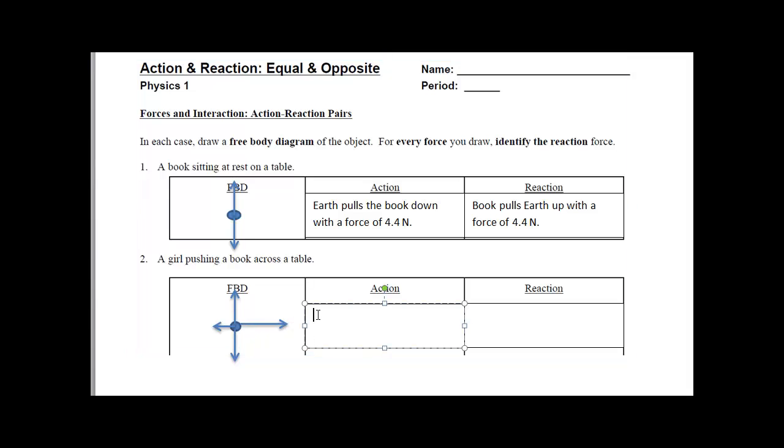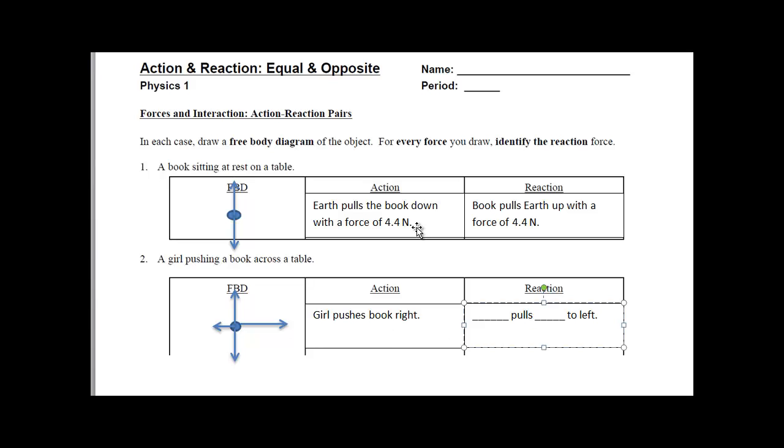Action-reaction pair. So what's the action here? It's: girl pushes book right. The reaction, I'll give you a hint. It's something pushes something to the left. And if you're thinking about it, it's probably not a push, but more of a pull. She pushes, it pulls.